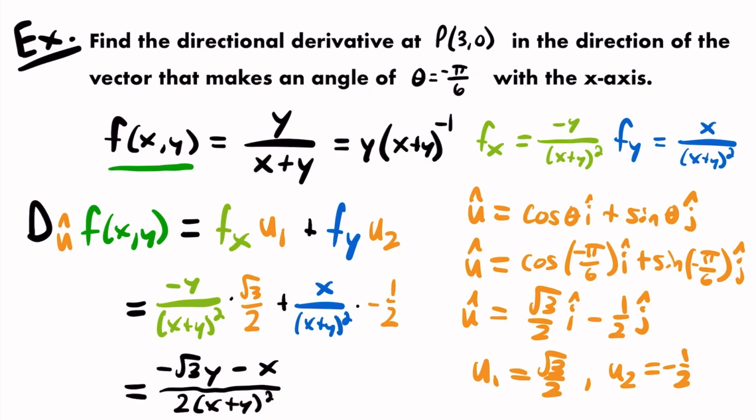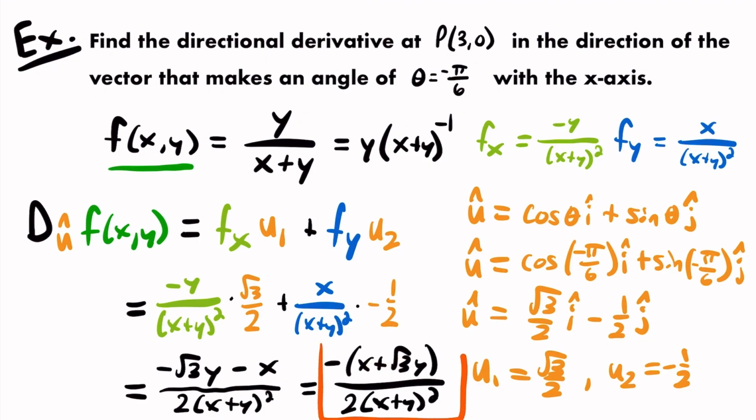Okay, and if you wanted to, you could pull out a negative from these two terms. So if you really want to make this look nice, you could have negative (x plus the square root of 3 times y) divided by 2 times (x plus y) squared. Okay, I also just reordered those two terms because it's more common to write the x term before the y term, but really it doesn't matter. The order of addition does not matter. Okay, but that right there would be the directional derivative, at least in terms of x and y.